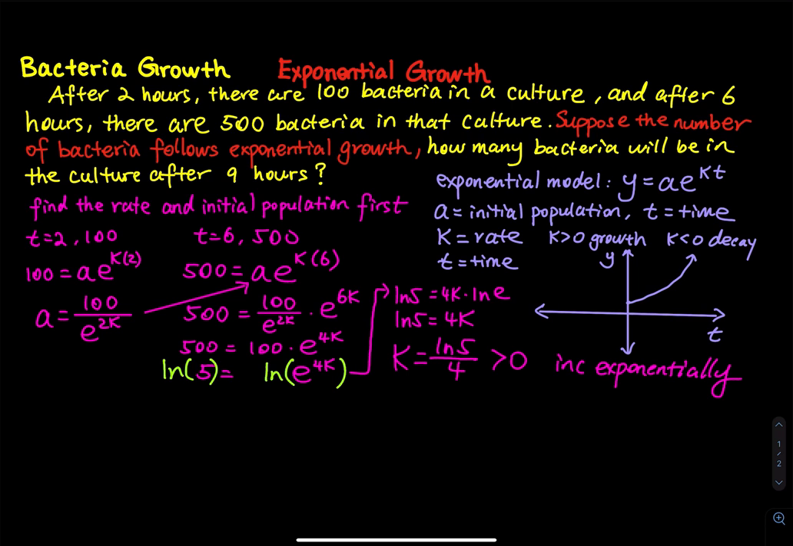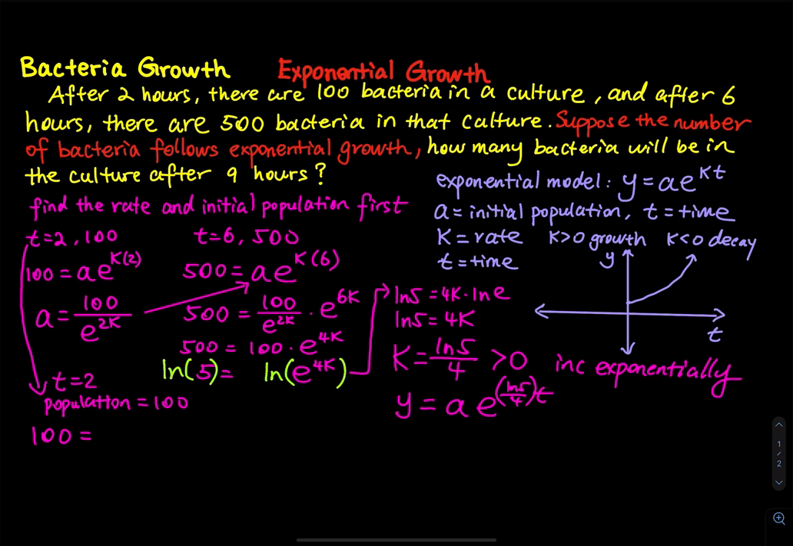So at this point, what do we have? We can update the model a little bit. So now y equals a, the initial population is still unknown, times e to the kt. So that will be ln 5 divided by 4 times t. And then let's find out what the initial population is. So I am going to take this down again. When t is equal to 2 and the population is equal to 100, so how about this? 100 equals a times e to the ln 5 divided by 4, times 2.